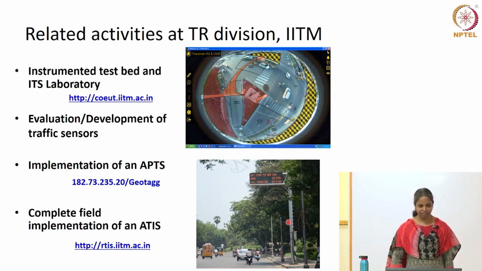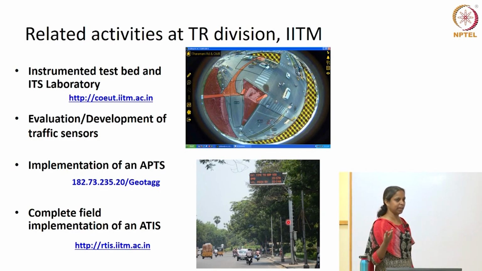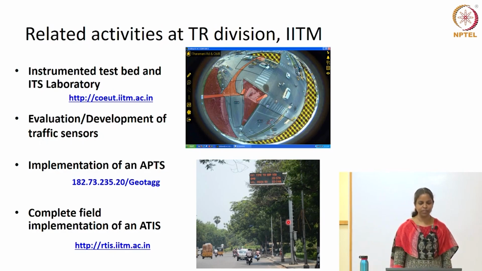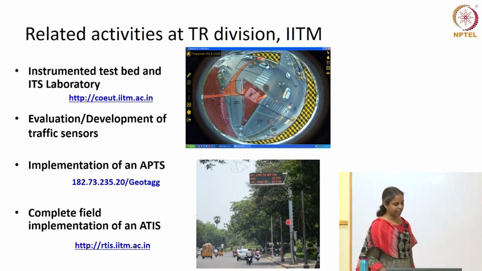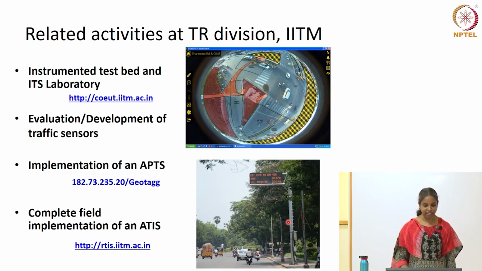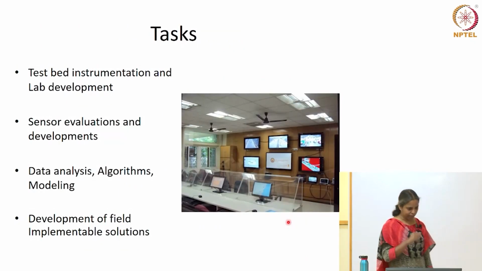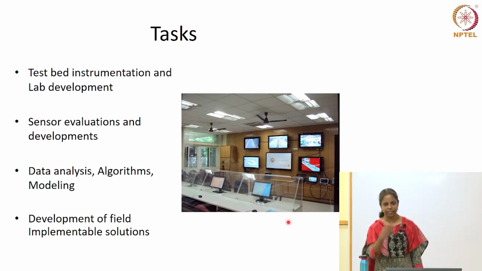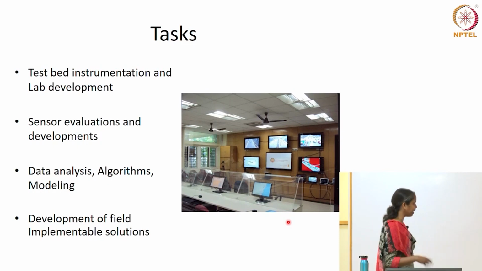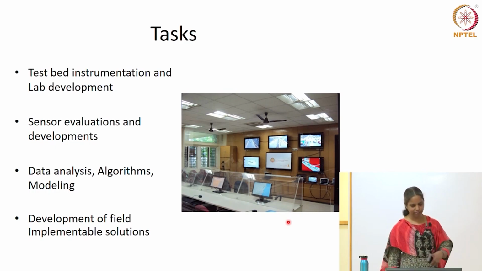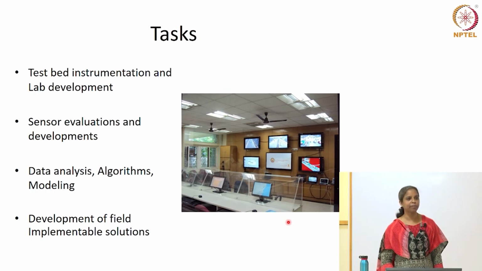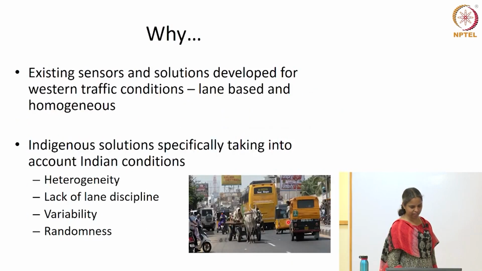The main activities are: we have developed a laboratory, I will show you some pictures, and we have a live test bed from where we are getting data. Then we have developed a lot of sensors which work for our traffic conditions. Then some solutions we have developed and implemented. So I have divided the work into 4 headings: the lab development and the test bed, sensors, data analysis, and the solutions that we develop. This is the picture of our lab. Any of you can come and see the lab if you are interested, we will make sure of that.